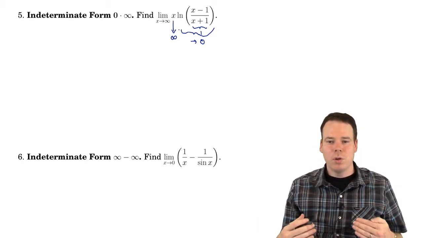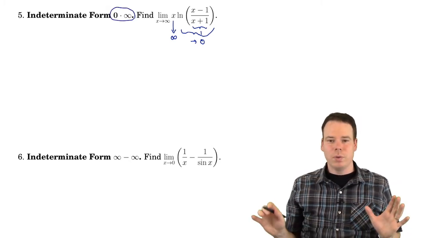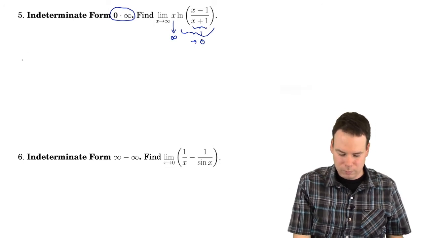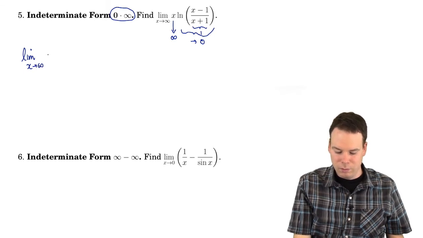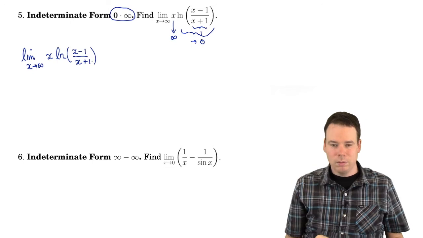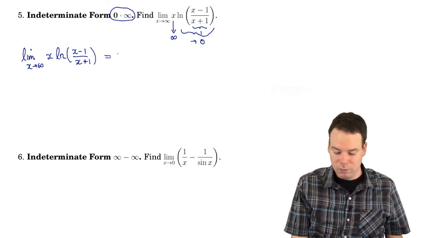The problem is I don't know at this point, just that it's of type 0 times infinity. I don't know what the answer is. I have more work to do, and the more work is L'Hopital's rule. But you might observe that L'Hopital's rule doesn't apply directly in this case. It's not of type 0 over 0 or infinity over infinity. It's of type 0 times infinity. So what we're going to have to do is try to rework it so it is of type 0 over 0 or infinity over infinity.